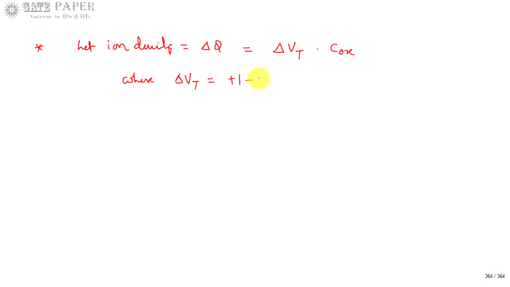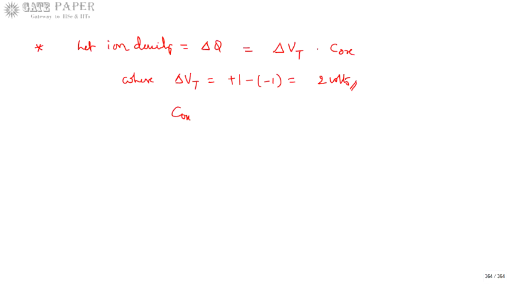Shift in the threshold voltage is related to the ion density. Let the ion density be delta Q. The shift in threshold voltage is related to this: delta VT into COX, where delta VT is equal to plus 1 minus of minus 1. That is nothing but 2 volts. Change in threshold voltage from 1 to minus 1 is a 2 volt change.